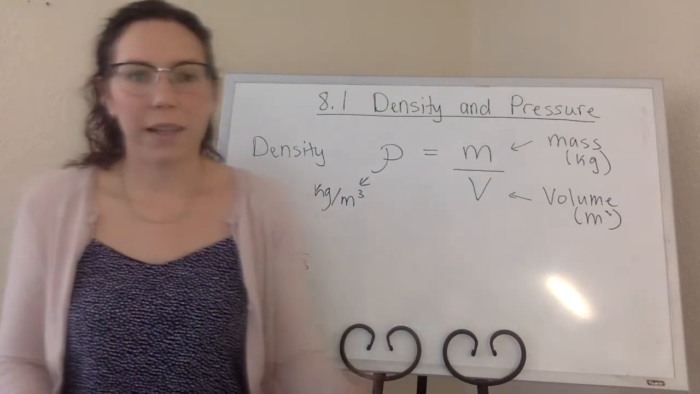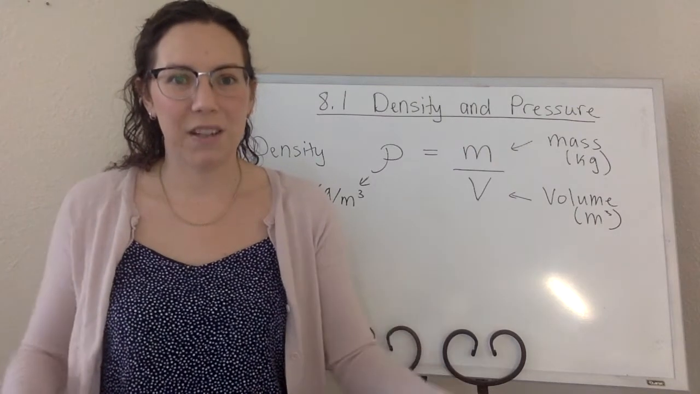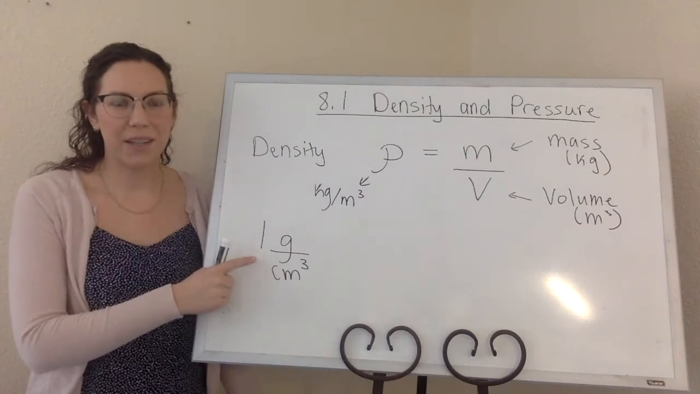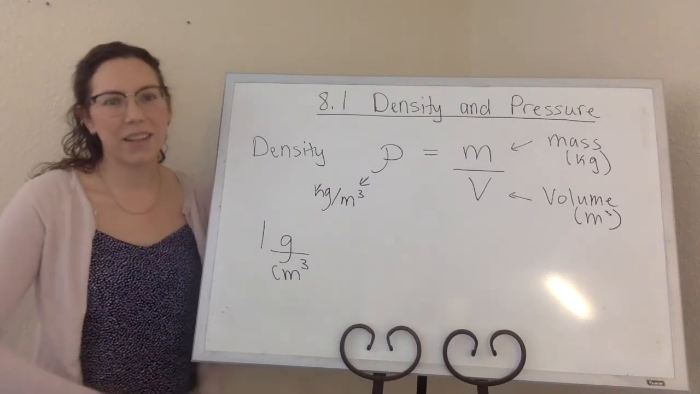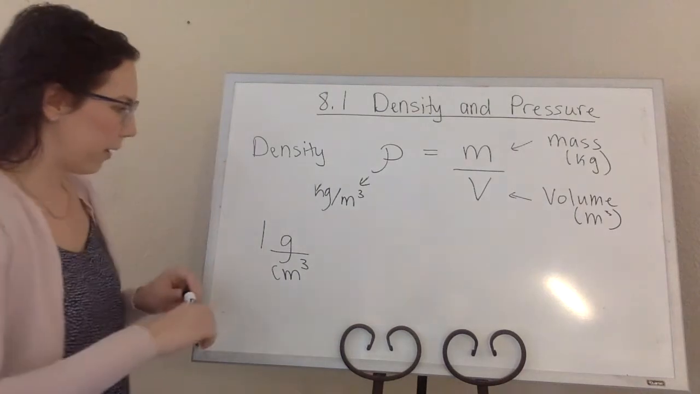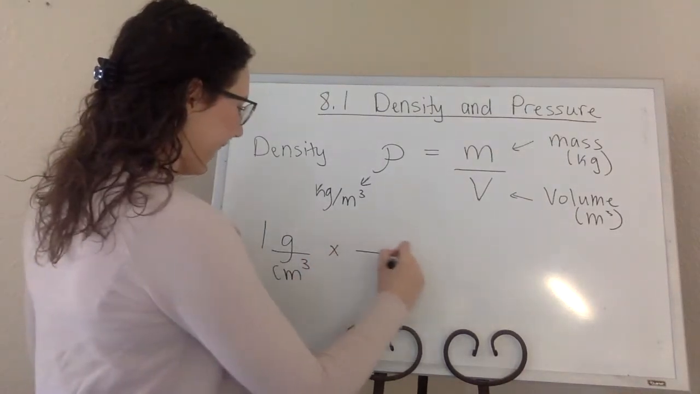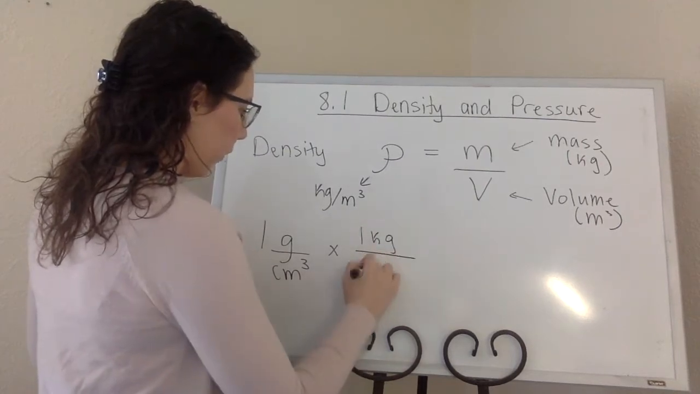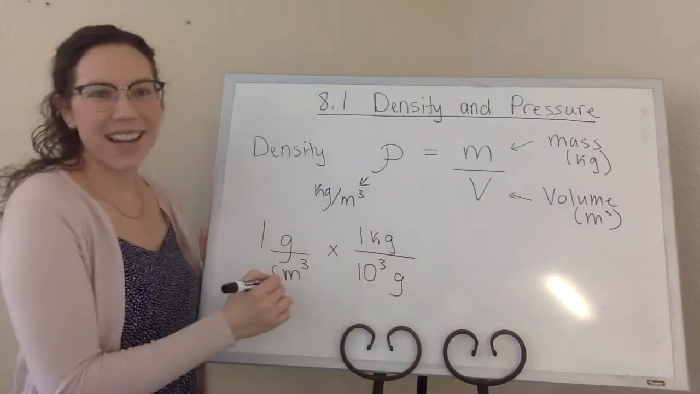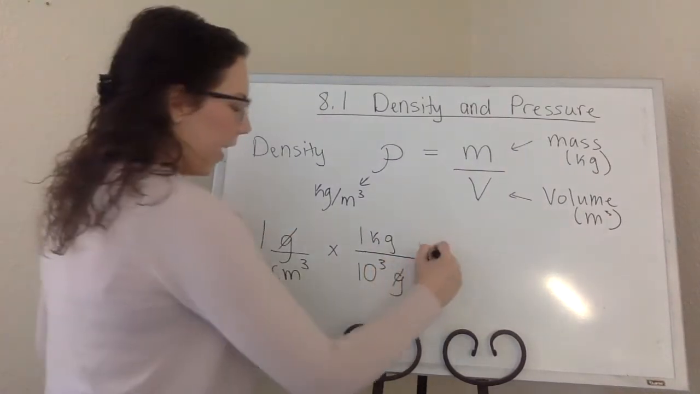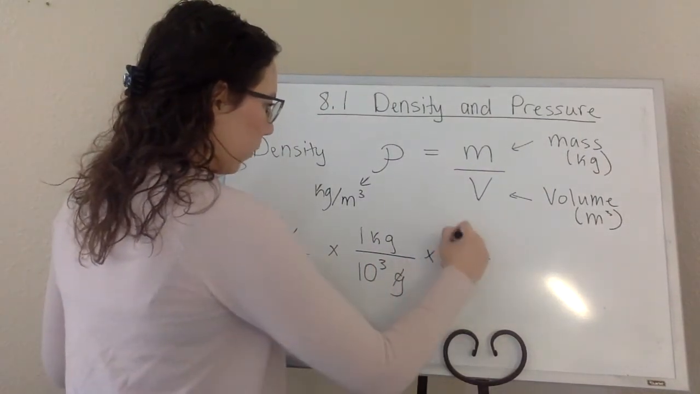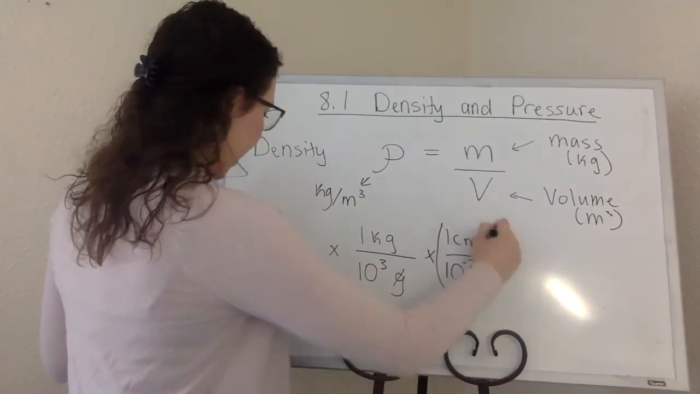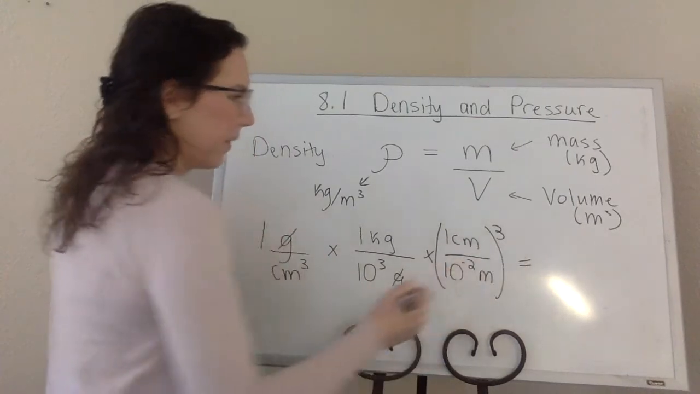So I want to show you quickly, just to review, how we convert between the two. So the density of water is 1 gram per centimeter cubed. Let's convert that into kilograms per meter cubed. Okay, so I'm going to multiply by 1 kilogram over 10 to the 3 grams to cancel the grams. And then we'll do the centimeters cubed, so 1 centimeter in the numerator over 10 to the negative 2 meters. And then we'll need to cube that whole factor.